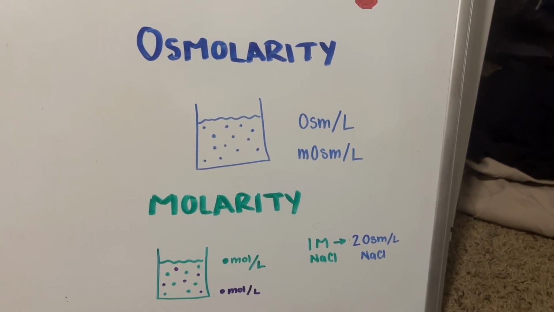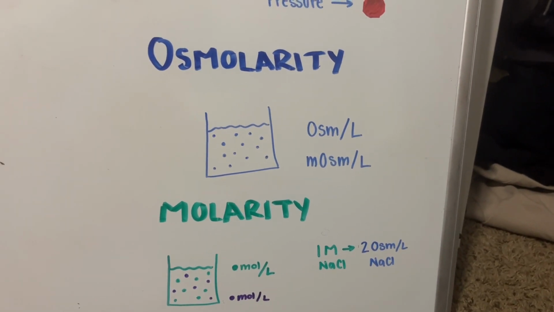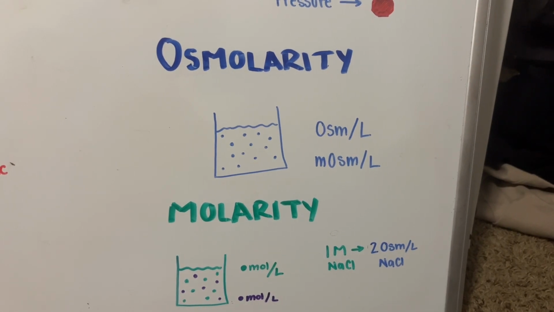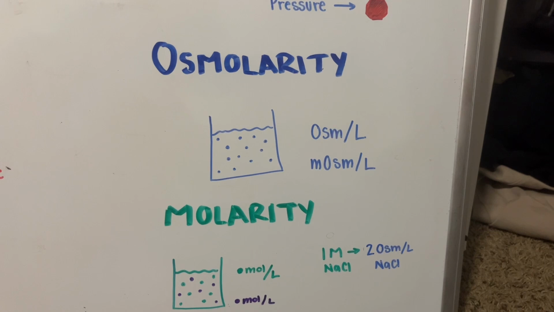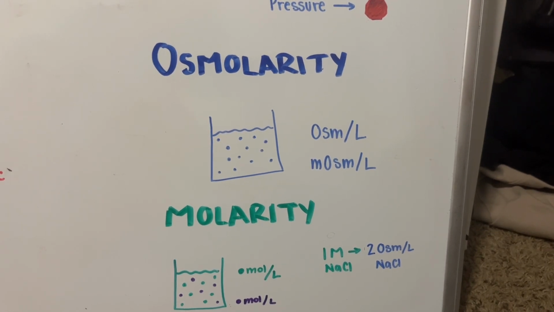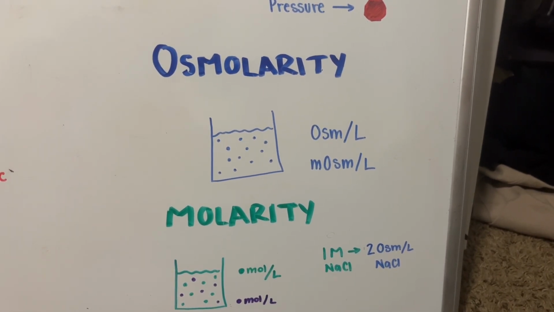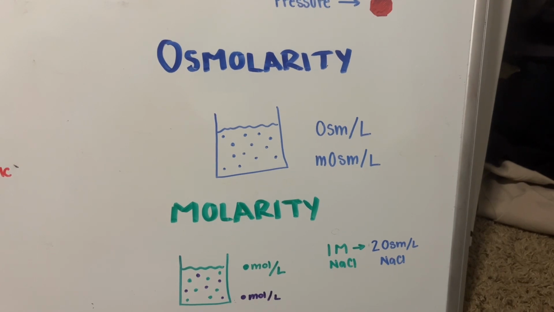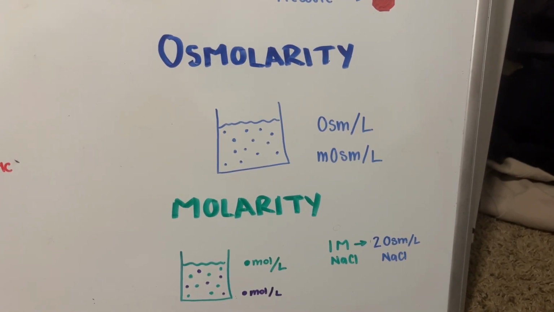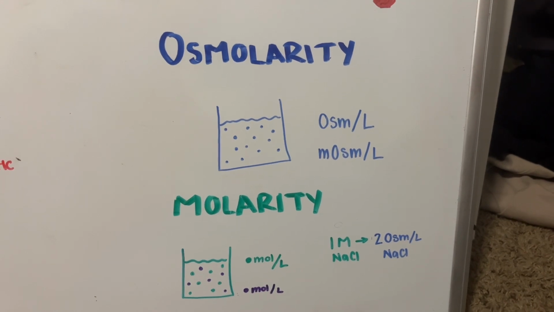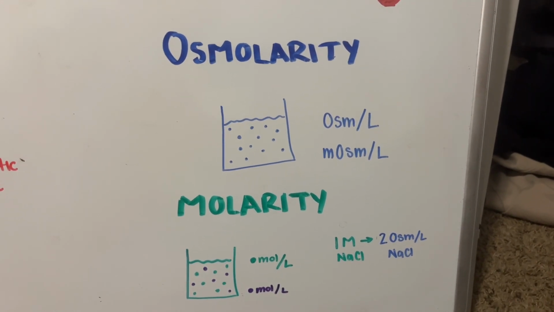For substances that dissociate in solution, such as sodium chloride, which will dissociate into sodium and chloride, their osmolarity will be higher than their molarity because 1 mole of substance produces more than 1 mole of osmotically active particles. For example, a 1 molar solution of NaCl has an osmolarity of 2.